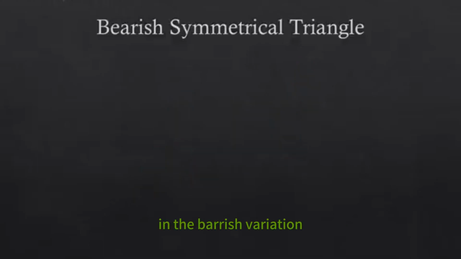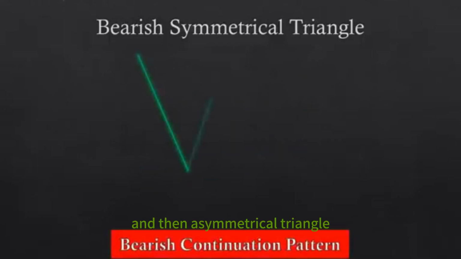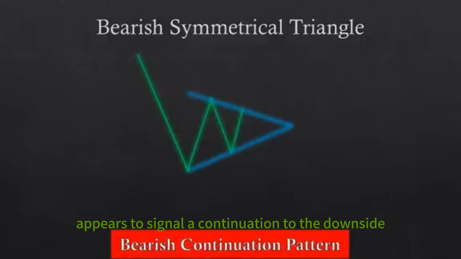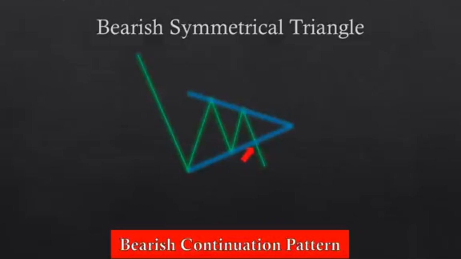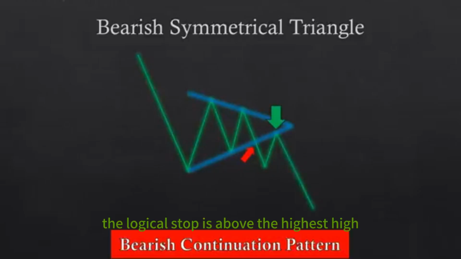In the bearish variation, price will be going down, and then a symmetrical triangle appears to signal a continuation to the downside. The sell signal happens when price breaks out of the triangle to the downside. It retraces back to the lower line to test it as resistance. The logical stop is above the highest high in the triangle, or above a confirmed supply zone. The take profit is at least 3 times as large as the stop.